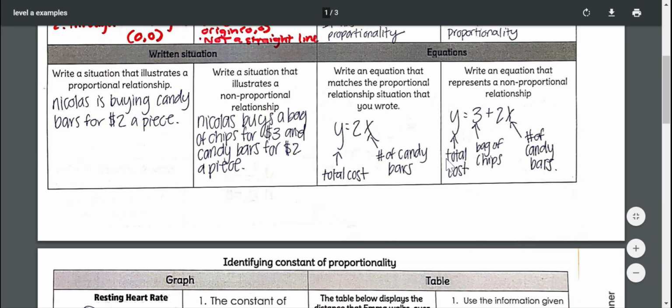For the equations, you just need to write an equation for the two situations you had. So for mine, when Nicholas was buying candy bars for $2 a piece, the total cost was equal to $2 times the number of candy bars. When he was buying a $3 bag of chips, then $2 per candy bar, the total cost would equal $3 plus $2 times the number of candy bars.